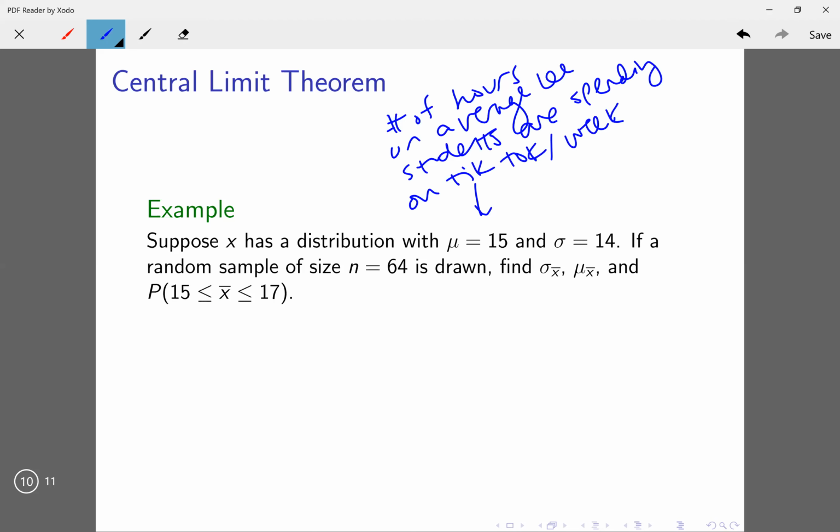So this is not a normal distribution. We've got an average of 15 hours a week with a standard deviation of 14 hours. Some people are spending a lot of time on TikTok. So I take a sample of 64 students, and I want to know what's the probability that my sample mean is between 15 hours in a week and 17 hours in a week. So I can use the central limit theorem because my n is bigger than 30. N is bigger than 30, which means we use the central limit theorem.